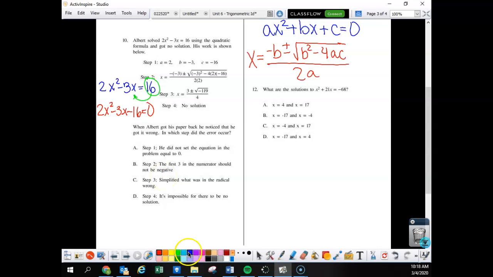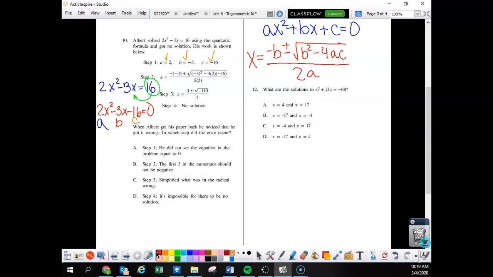Right? So the a is the one in front of the x squared, the b is the one in front of the x, and the c is just the number. So the first step was to make sure he got the a, b, and c correct. So a is 2, that is correct. B is negative 3, that is correct. And c is negative 16, so that is correct. So step 1 is correct.